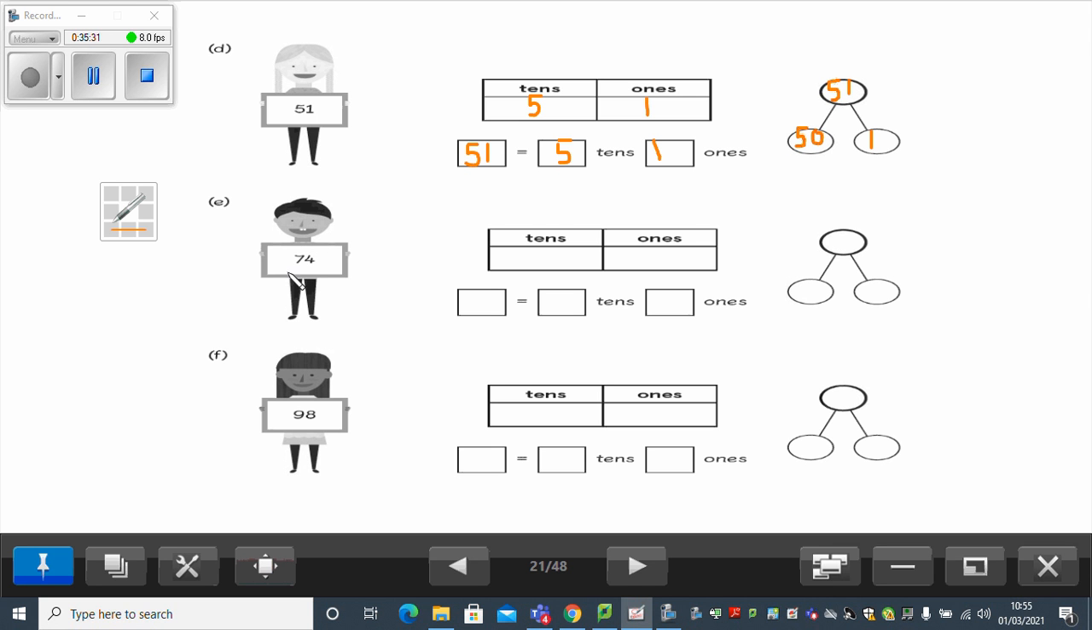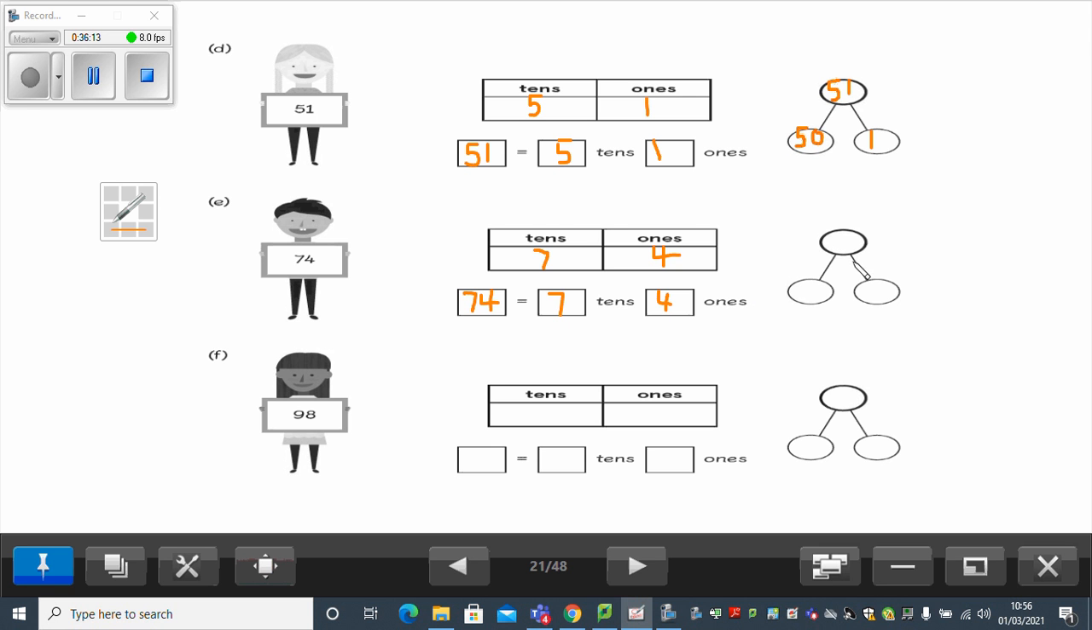Next, we have the number 74. So, using our place value, we know the 7 represents our tens and the 4 represents our ones. 74. So let's write that as our whole number here, 74, and complete our place value chart. So in 74, we have 7 tens, which is the first digit, and 4 ones, which is the second digit. So 74 equals 7 tens and 4 ones.